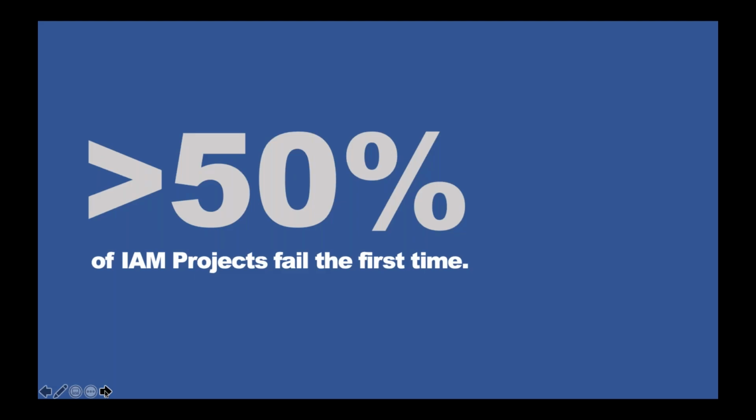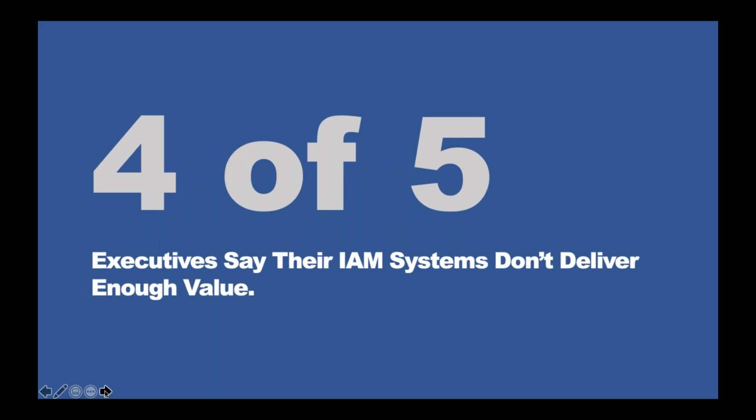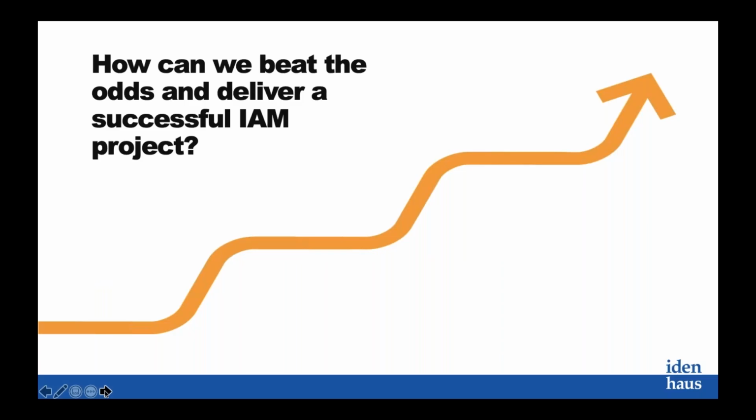But the statistics are against us, as greater than 50% of IAM projects fail the first time. And even when the implementation is successful, 4 out of 5 executives say their IAM systems don't deliver enough value. So, how do we get on the right side of the percentages? That begins with an IAM roadmap.